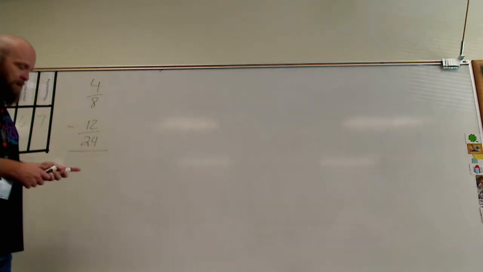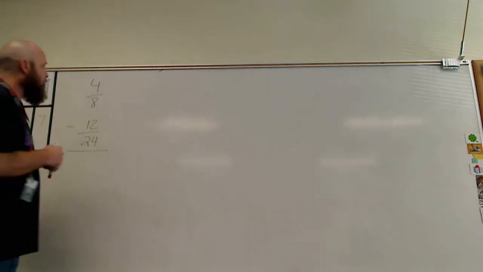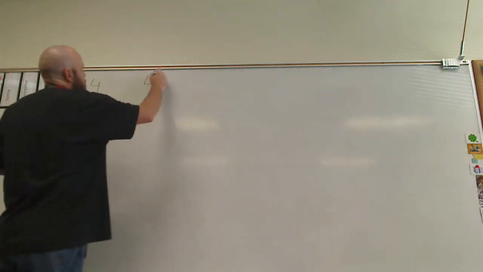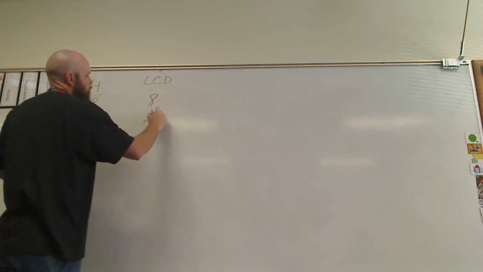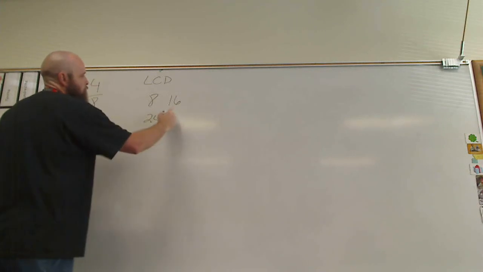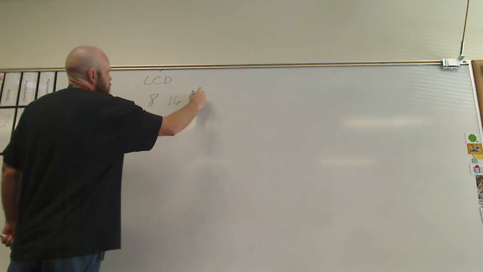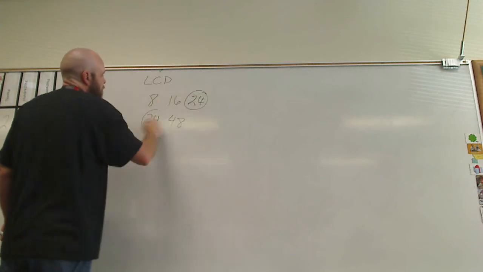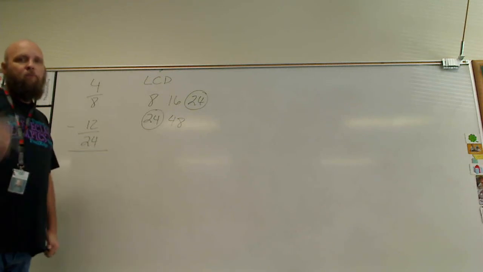I take my two denominators, which is my total number of pieces, and I find the least common denominator of 8 and 24. 8 times 2 is 16. 24 times 2 is 48. 8 times 3 is 24. There, I have found my least common denominator. It is the first number that shows up in both rows.